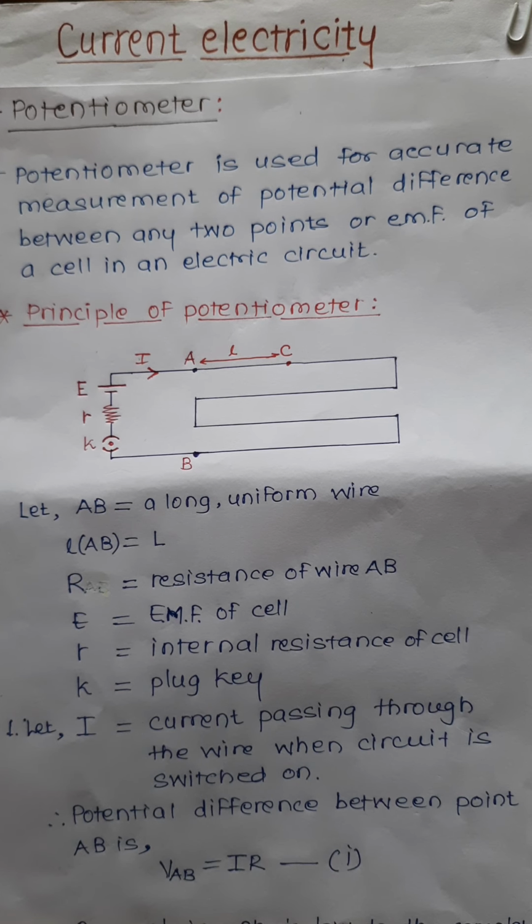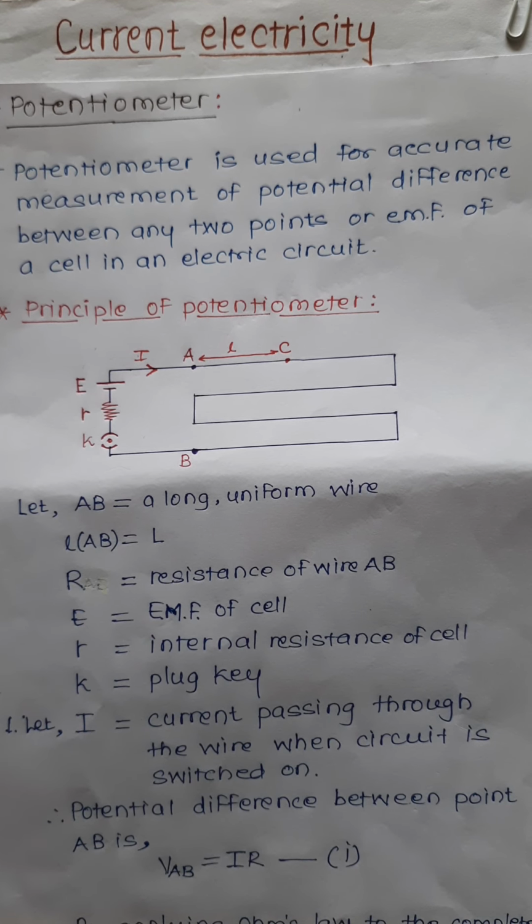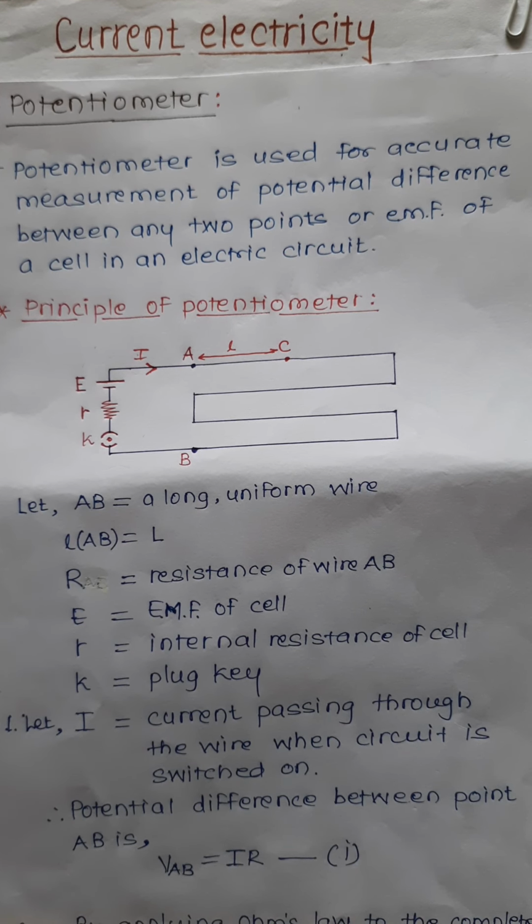And remember, potential gradient decides sensitivity of potentiometer. क्योंकि जैसे ही हम लोग लेंथ इंक्रीज करेंगे, सेंसिटिविटी ऑफ पोटेंशियोमीटर इंक्रीजेस. पोटेंशियल ड्रॉप पर यूनिट लेंथ क्या हो जाएगा? डिक्रीज हो जाएगा. सो रिमेंबर लास्ट पॉइंट. Now you have understood very well principle of potentiometer.